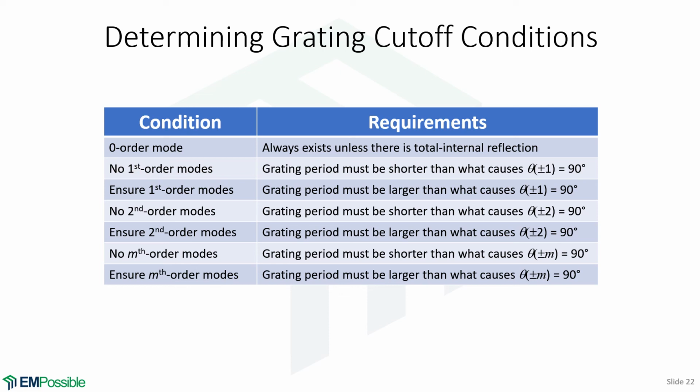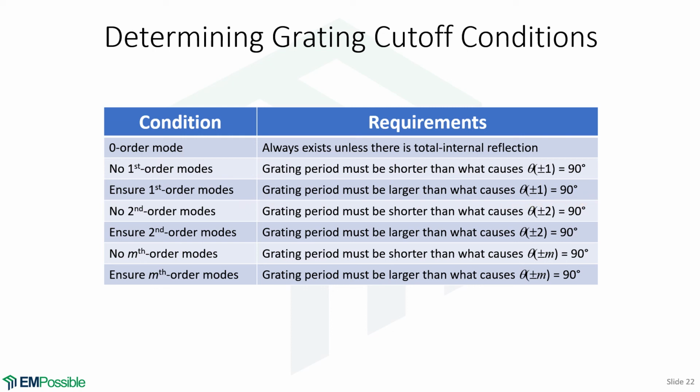So to do that, we need to ensure that the grating period is shorter than whatever causes the angle at the plus and minus 1 diffraction orders to be 90 degrees. So we will be calculating a cutoff, and we need to make sure that the grating period is shorter than that. Now, if we want to ensure that we do have first order modes, we just reverse that. We need to make sure that the grating period is larger than this cutoff condition.